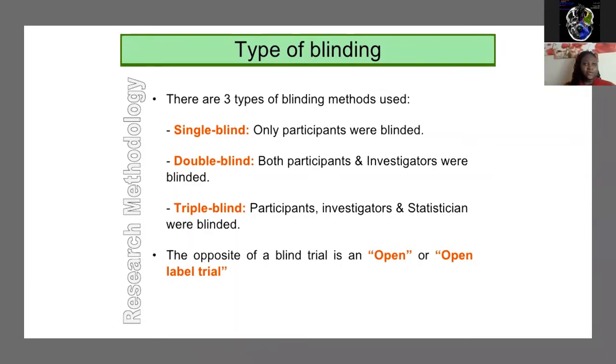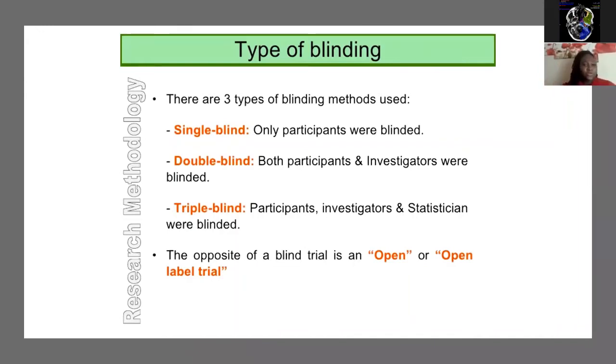So bias in terms of, oh, maybe because I know this patient, now I'm going to offer this treatment to see if it will work, or maybe because this patient is male, female, or has these comorbidities, I'm going to offer him or her this. So both the participants and investigators were blinded.